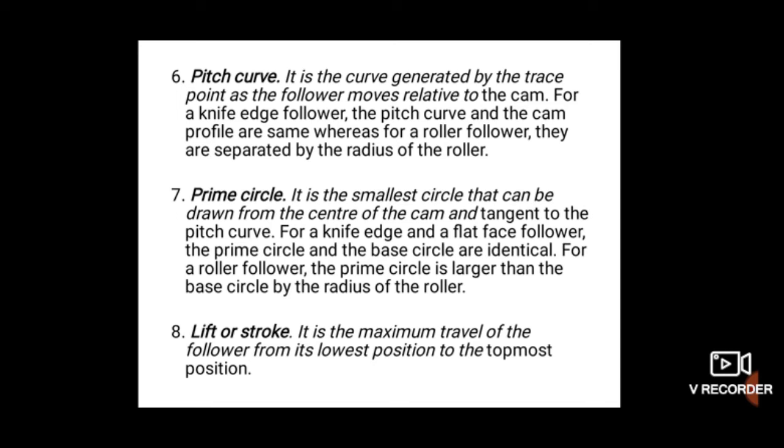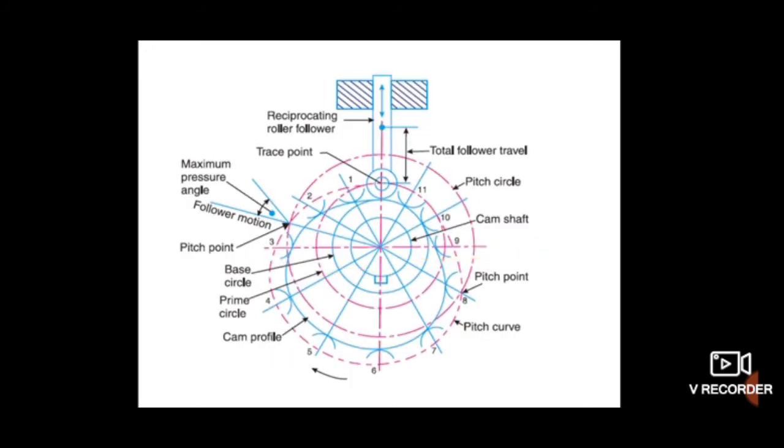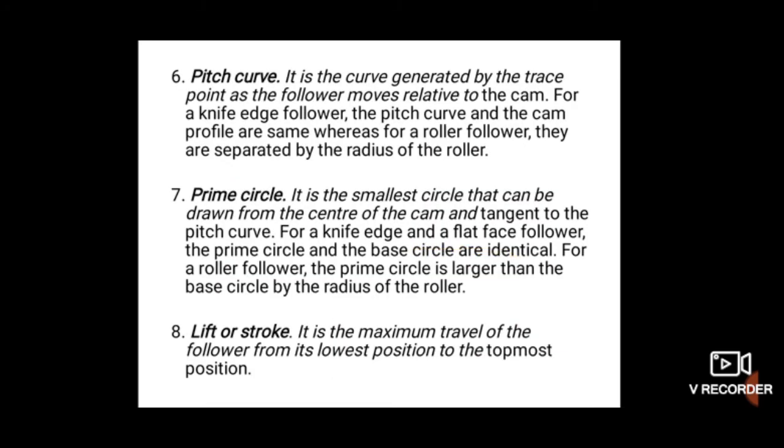Next one is prime circle. It is the smallest circle that can be drawn from the center of the cam and tangent to the pitch curve. Now we can say that for the knife edge type follower, the base circle and prime circle are the same. But for the roller follower, base circle and prime circle are different, and the difference between these two is the radius of the roller.